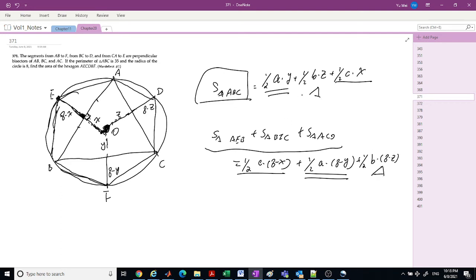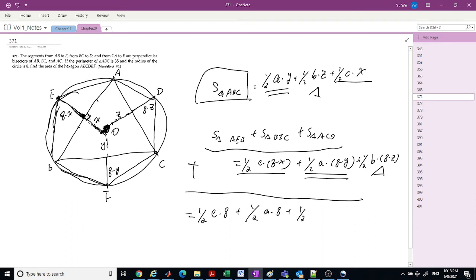Okay, so you can see when you group them together, when you sum them together, it's equal to half of C times 8 plus half of A times 8 plus half of B times 8, which is half of A plus B plus C. 35 times 8 is 35 times 4.